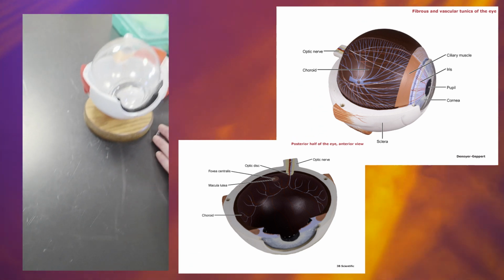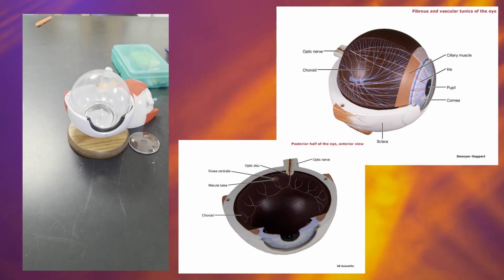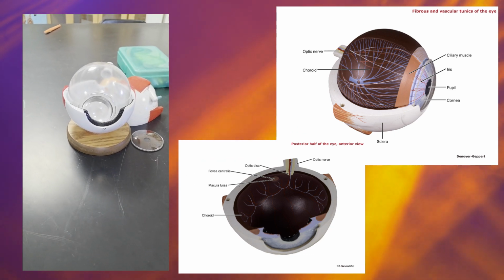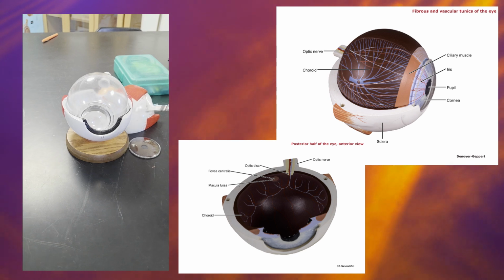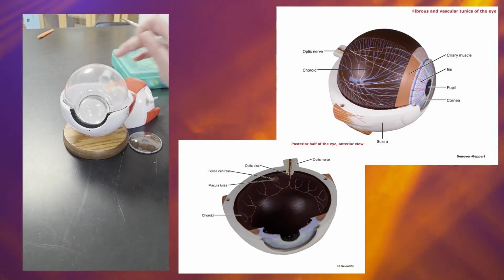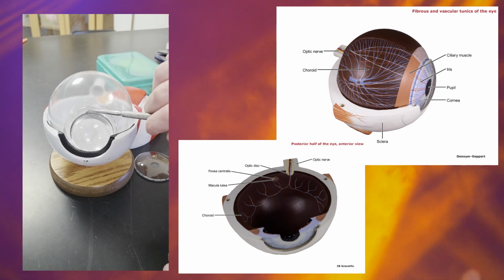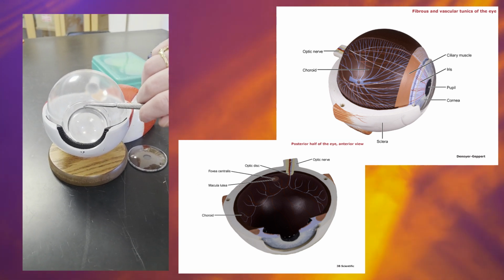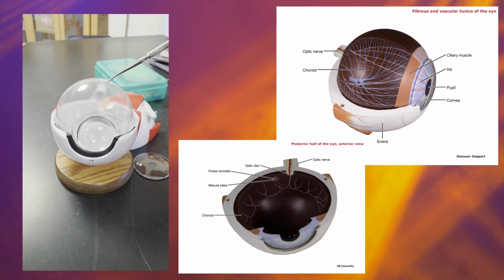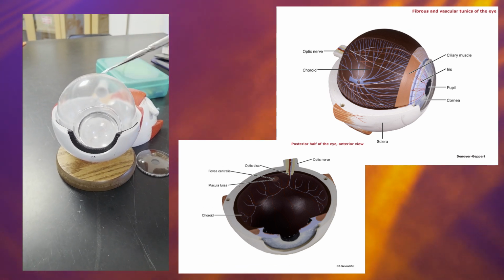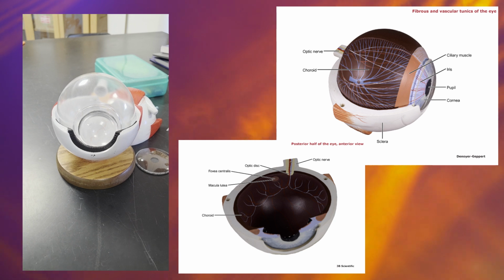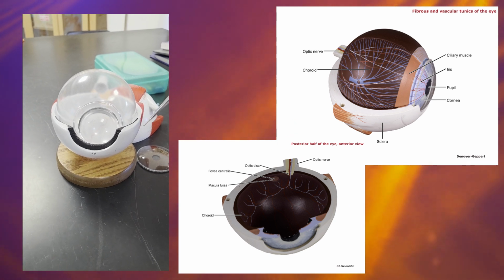Now, moving this out of the way, we're going to talk about the posterior chamber. Now, this chamber is going to be right about here. And in the posterior chamber, it is found between the iris and the front of the vitreous body. It's filled with a thicker fluid that's called vitreous humor.